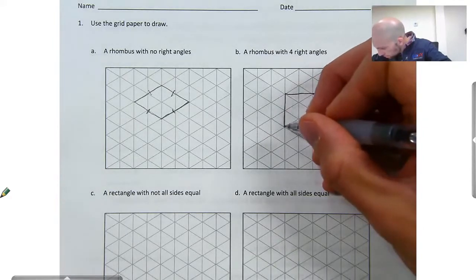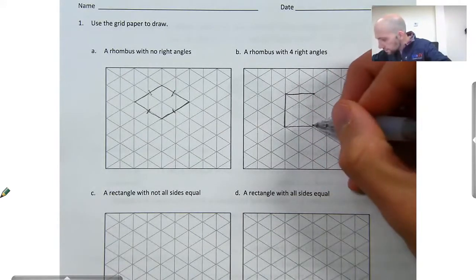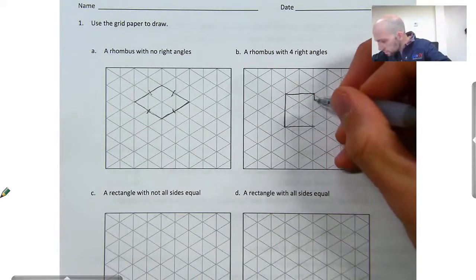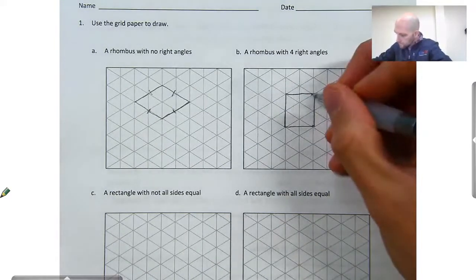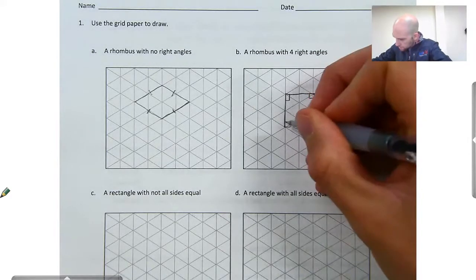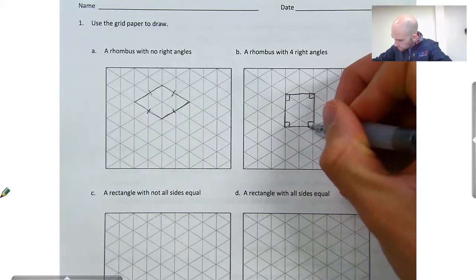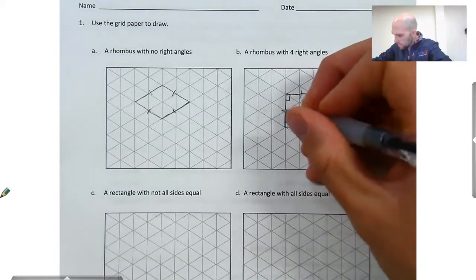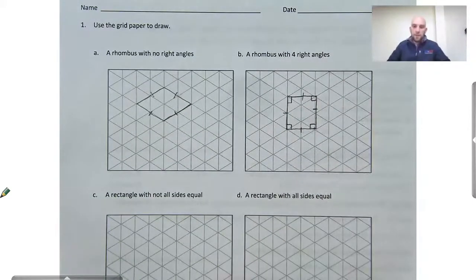So I'm going to draw one with 4 right angles. And again, the side lengths are all 2. And if all the sides are the same and all 4 angles are right angles, that's a rhombus, but it's also a square.